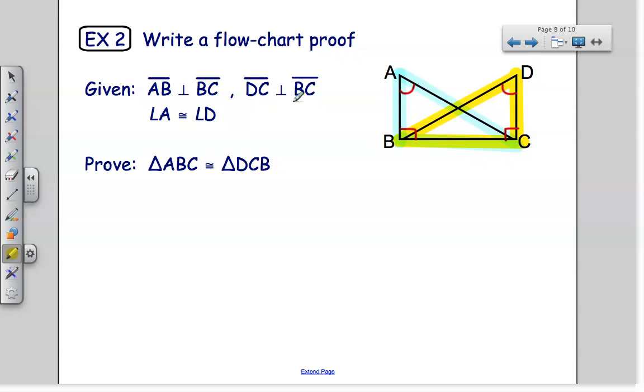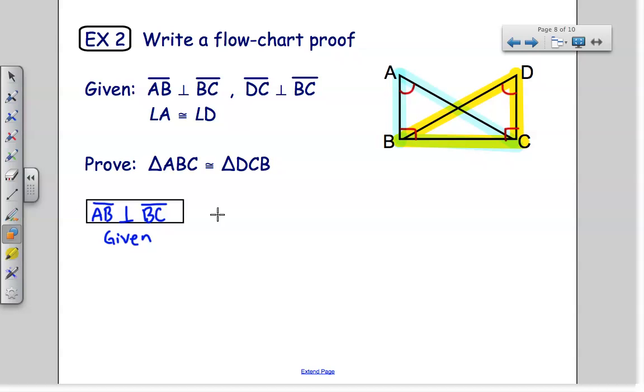Alright, I want a flowchart proof. Remember, we're using boxes to put our statements in. I have to start with what I was given. So in my first box, I'll put my first given, which is that line segment AB is perpendicular to line segment BC. And right underneath, I put the reason, which in this case was just given.